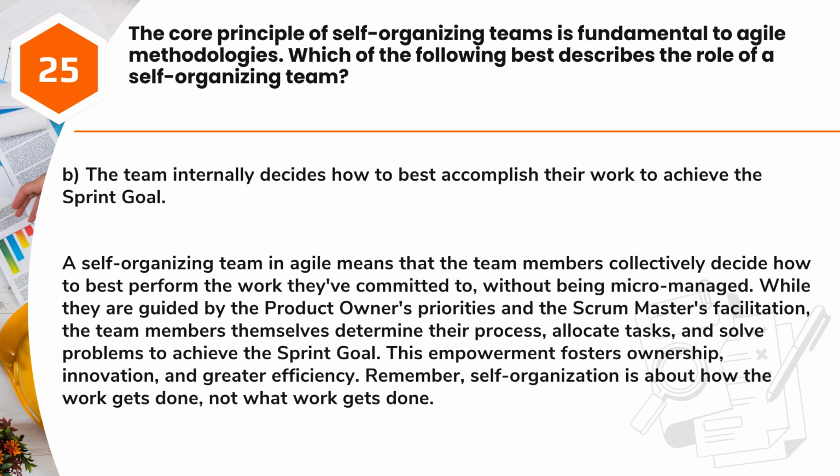Answer: B. The team internally decides how to best accomplish their work to achieve the sprint goal. A self-organizing team in Agile means that the team members collectively decide how to best perform the work they've committed to, without being micromanaged. While they are guided by the product owner's priorities and the Scrum Master's facilitation, the team members themselves determine their process, allocate tasks, and solve problems to achieve the sprint goal. This empowerment fosters ownership, innovation, and greater efficiency. Remember, self-organization is about how the work gets done, not what work gets done.